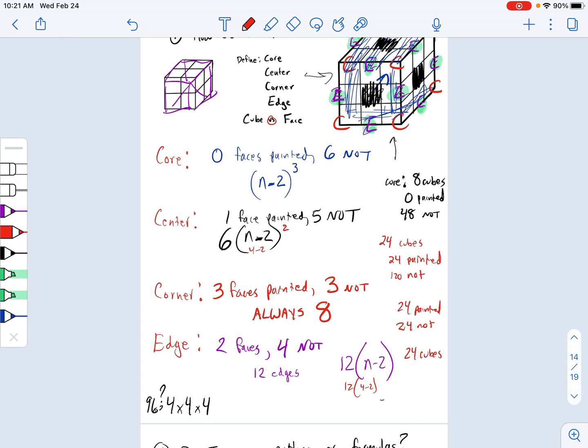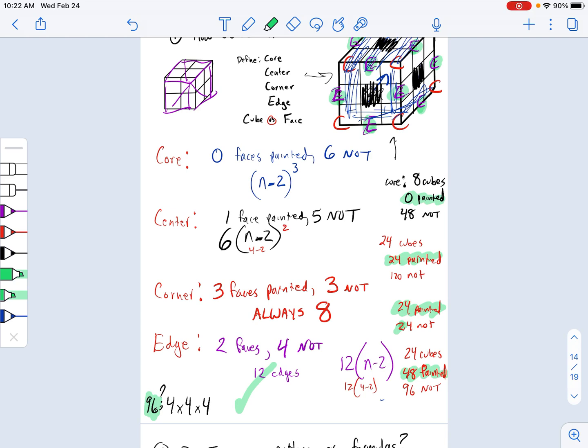And then I'll have 20, those are 2 faces. So that gives me 48 faces that are painted. And then 4 times 24, I'll get 96 faces that aren't painted. So if I'm trying to confirm that 96 faces are painted in a 4x4x4, I add up 0, 24, 24, and 48, and I get 96.